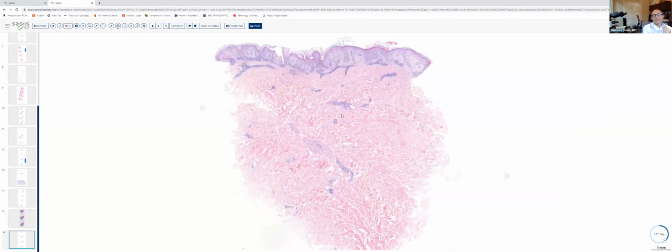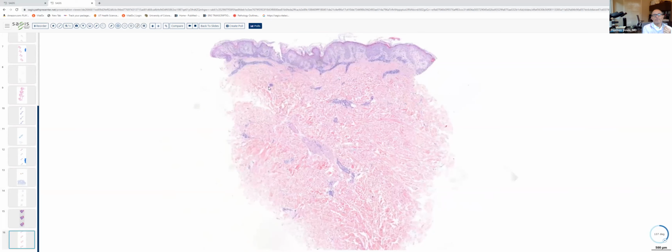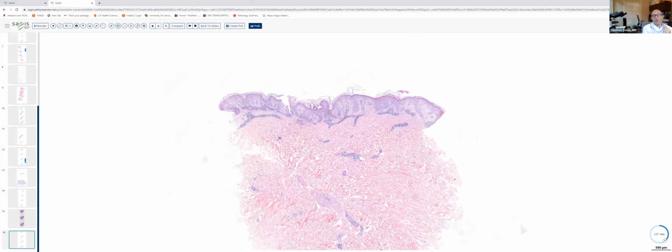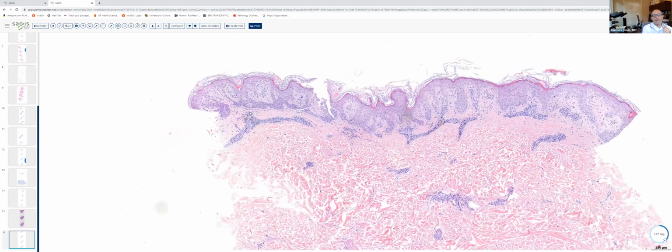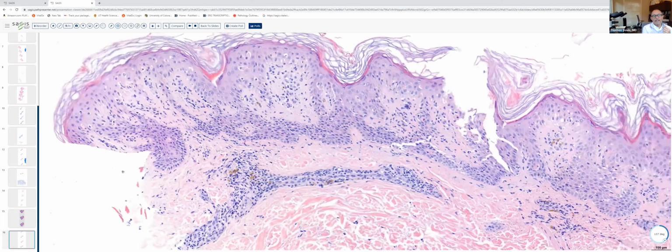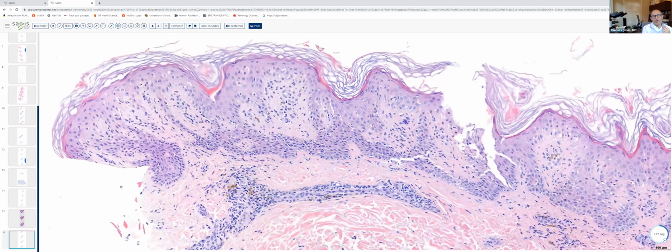And as we move to higher power, we begin to see that there's a superficial perivascular infiltrate within the dermis, kind of a basket weave cornified layer. And you can see that the DEJ, the changes here are kind of subtle, but it's not real crisp. There may even be a little spongiosis here. If we look along the DEJ and move in, we begin to detect, however, vacuolar change along the DEJ and numerous dyskeratotic or apoptotic cells within the epidermis.